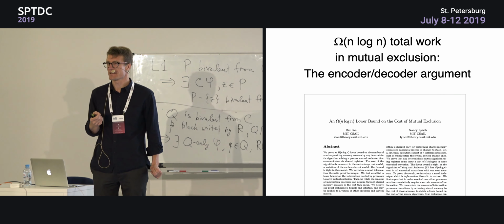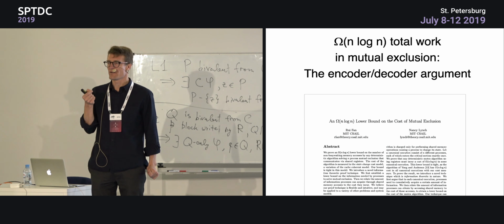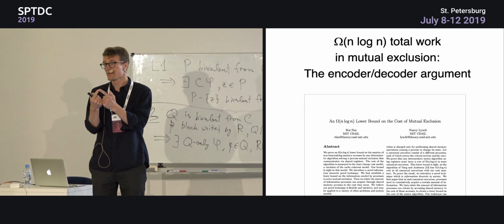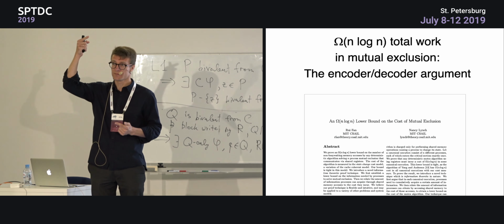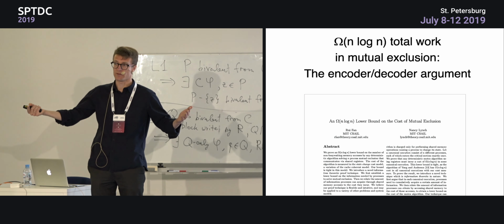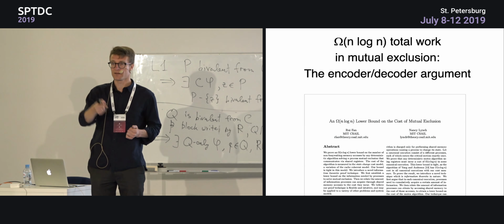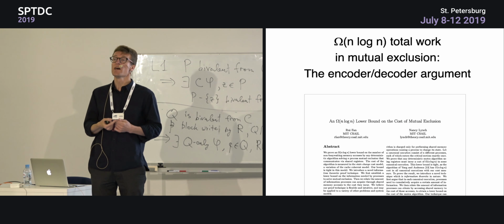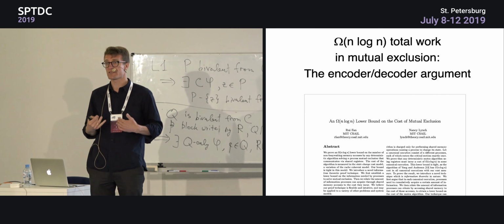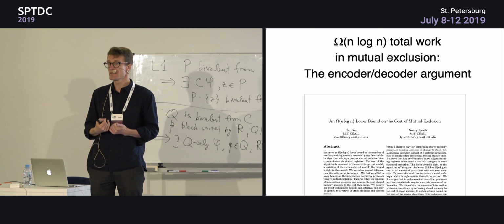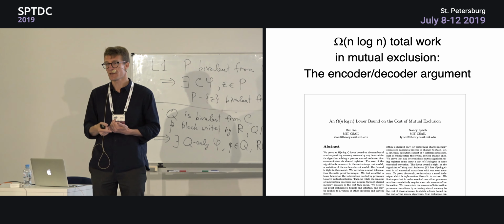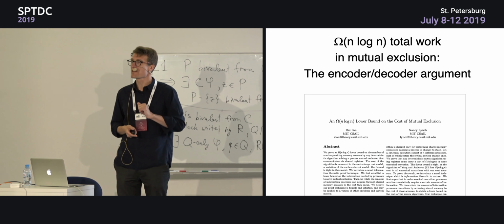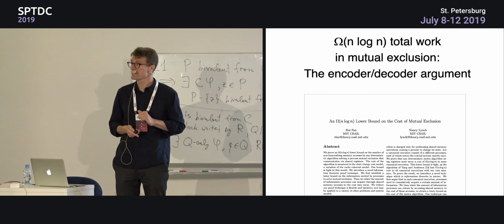The RMR complexity, remote memory reference complexity, for a fork in a tree is constant. For n, the size of the system, you go through log n competitions, and you're done. So the RMR complexity per process is log n. Total RMR complexity for n processes each entering the critical section is n log n. So there's an algorithm by Yang and Anderson which has big O of n log n total work. This is called total work.